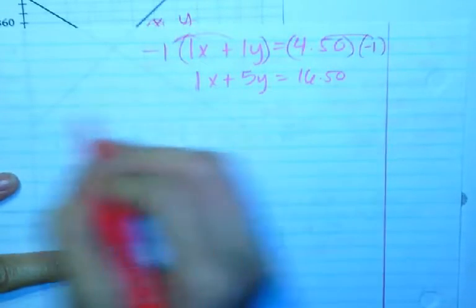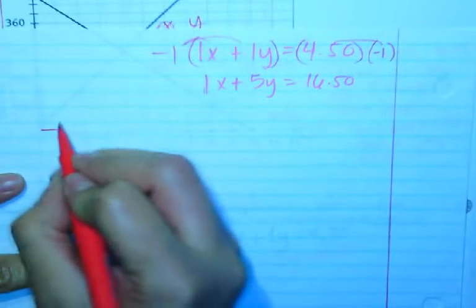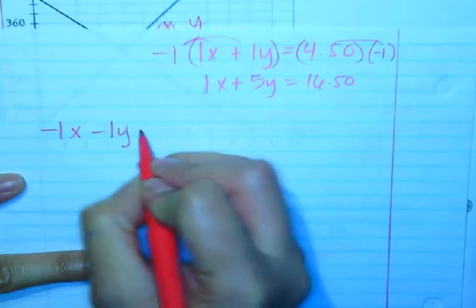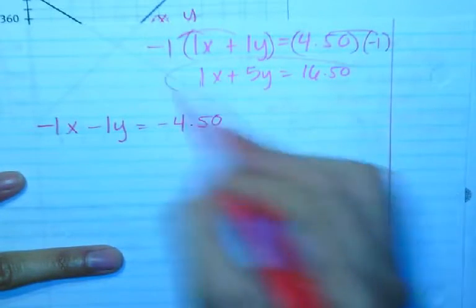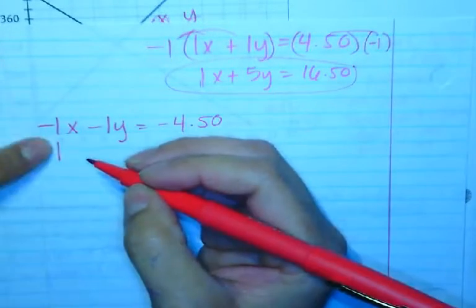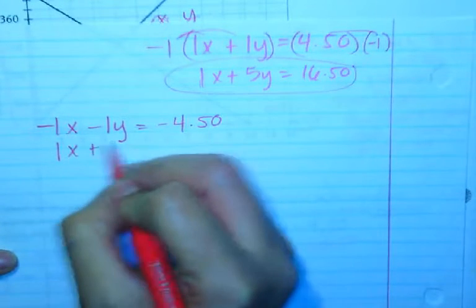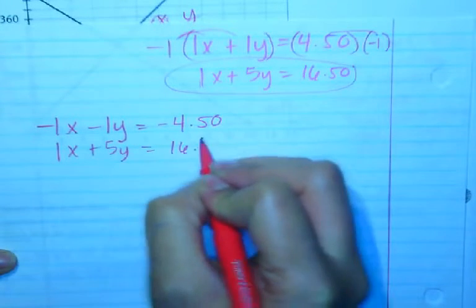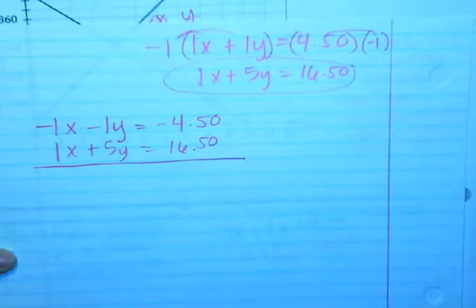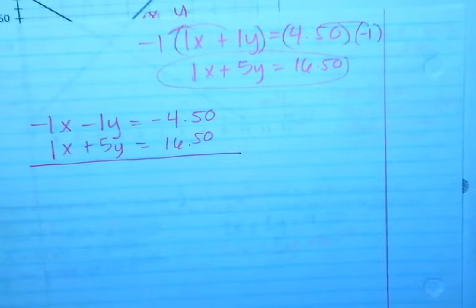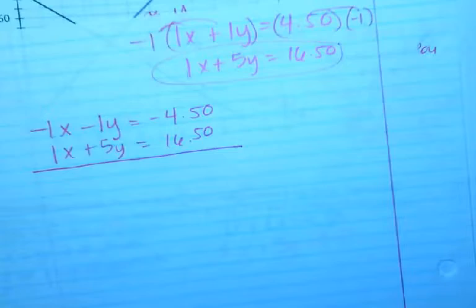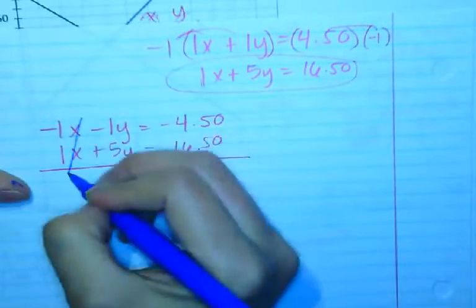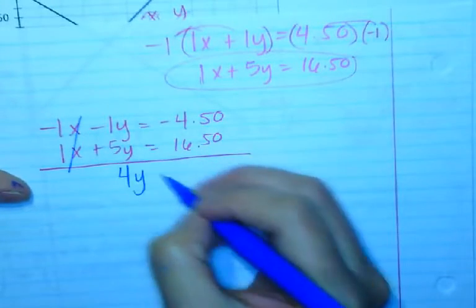So here I would get, and I'm going to rewrite it over here, -1x minus 1y equals -450. This one stays the same. I don't need to change it because here I have my 0 pair. Okay, so from here, now I'm going to eliminate what I wanted. I have my 0 pair on the x's, so they eliminate. And then I have 4y equals.